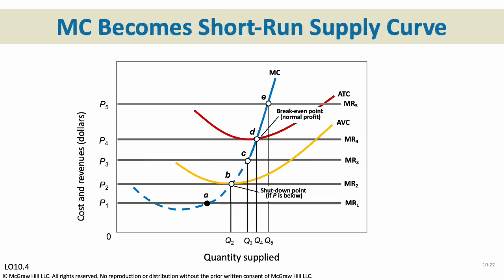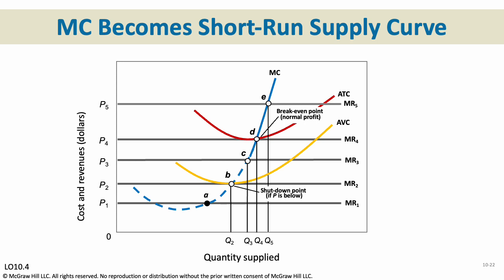So your marginal cost becomes your short-run supply curve. If your price is below average variable cost, or the yellow line, your firm should shut down and produce 0. If the price is equal to or above average variable cost, we should produce, but remember, we might still lose.